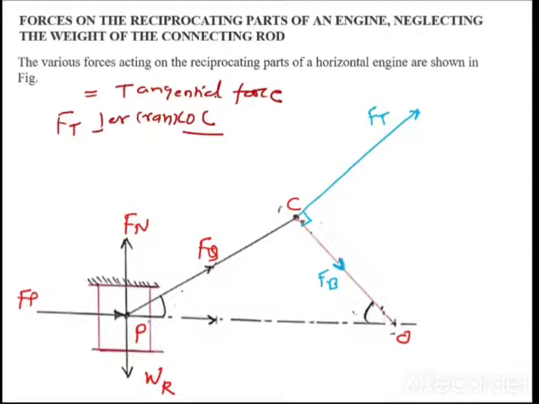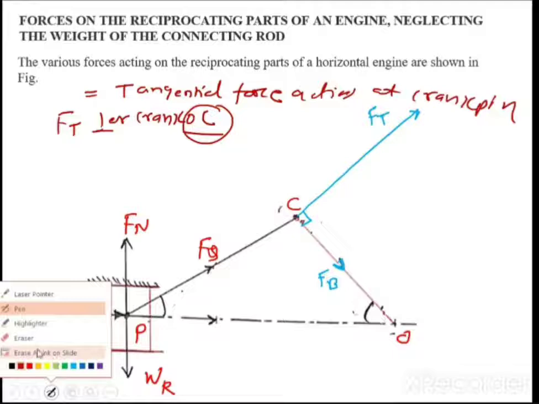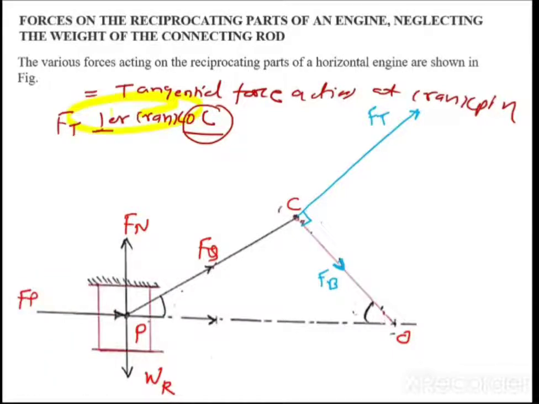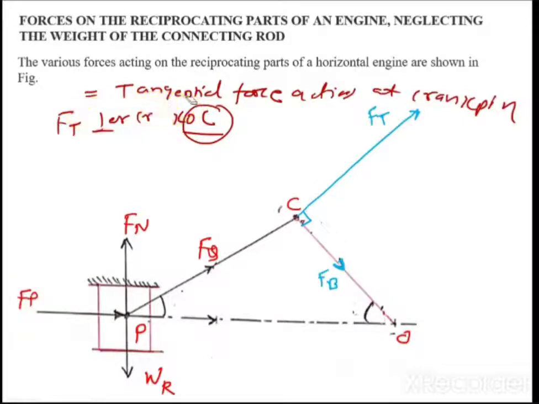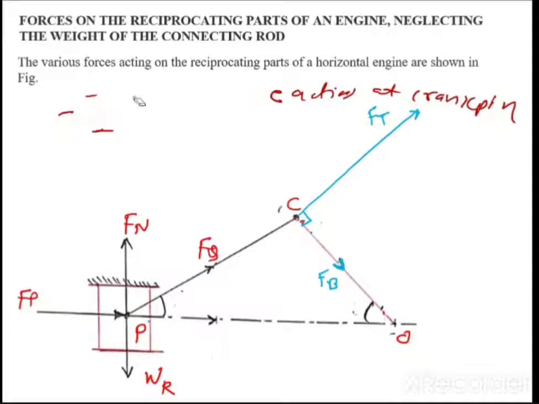Now here you understand that Ft is nothing but the tangential force, which is perpendicular to the crank OC. It is a tangential force acting at the crank pin. Now, what happens because of this Ft? Let us understand this.